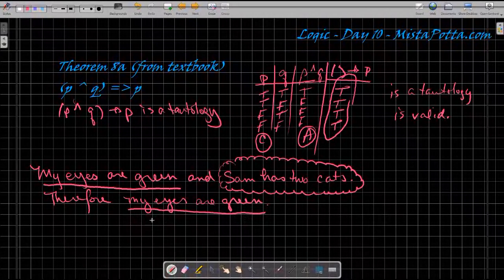And so this is the theorem 8a, and we'll be talking more about this in later classes, probably around day 12 or day 13.